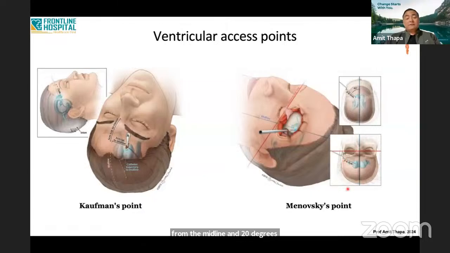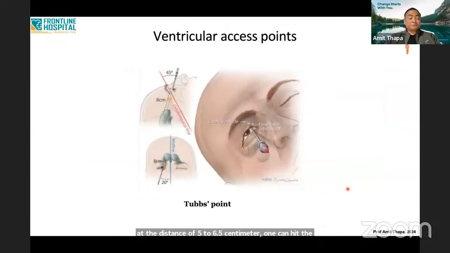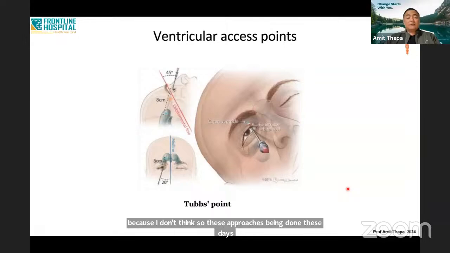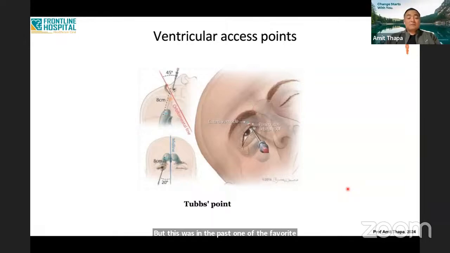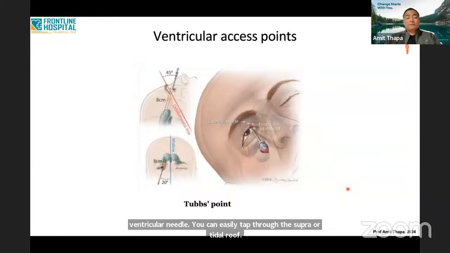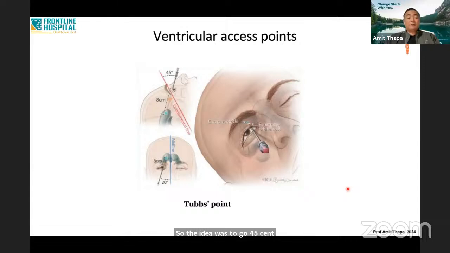And at a distance of 5 to 6.5 centimeter, one can hit the frontal horn again using this particular technique. And the Tubes point, which is just for mention, because I don't think these approaches are being done these days, but this was in the past one of the favorite techniques, because you don't have to use a drill. Just by using a ventricular needle, you can easily tap through the supraorbital roof. So the idea was to go 45 degrees above the orbitomeatal line, targeting towards the midline. At 8 centimeter, you would be hitting the frontal horn.